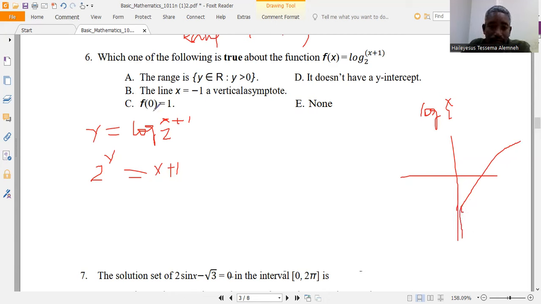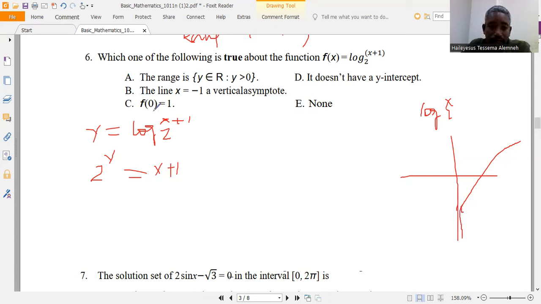The intercept is this one. The intercept point is (0, 0). Now, if it is the intercept, what will happen when y moves to infinity? When y moves to infinity, x also moves to infinity.